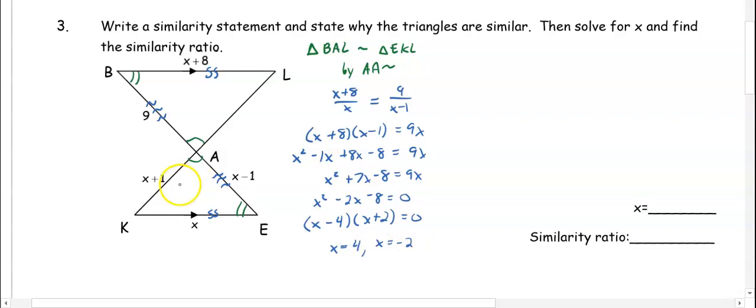But if we look here and we put -2 into some of these sides in the bottom triangle, we would get negative lengths. So x is just going to equal 4. So if I'm going to do my similarity ratio, I'm going to put 4 in for x, so x minus 1 would get us 3. So we have a side from the first triangle 9 over a side from the second triangle 3, which reduces to 3 over 1.